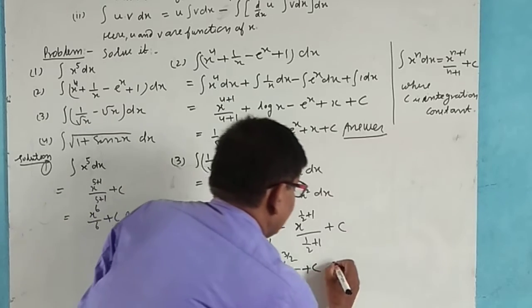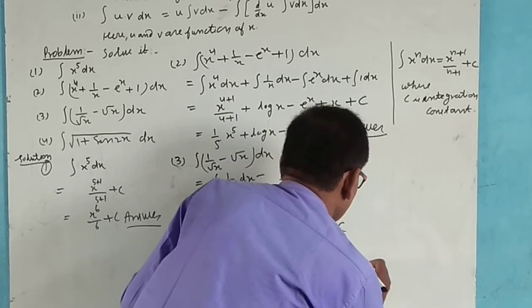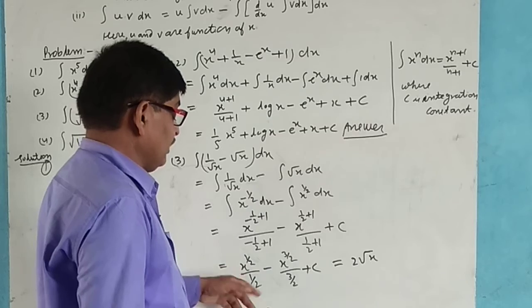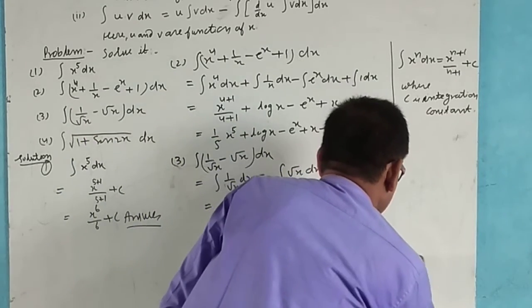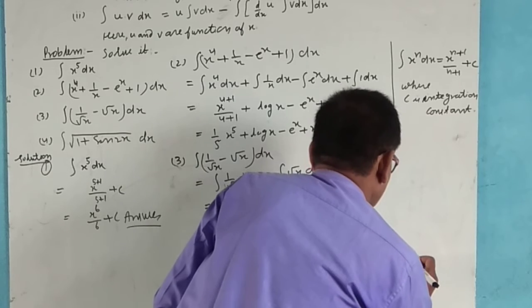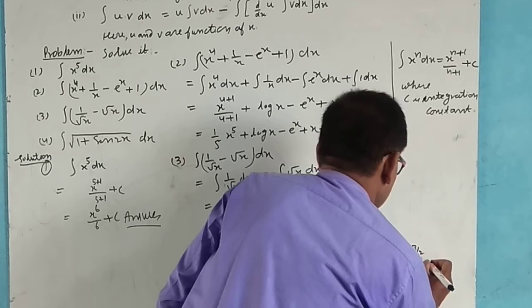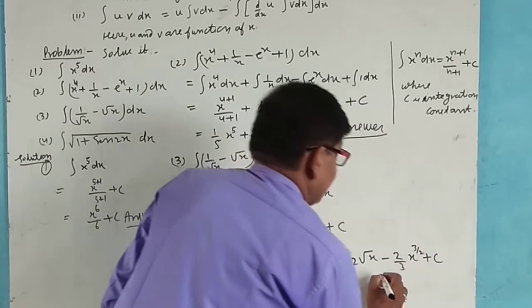It can be written as 2 root x minus 2 by 3 x to the power 3 by 2 plus c. This is our answer.